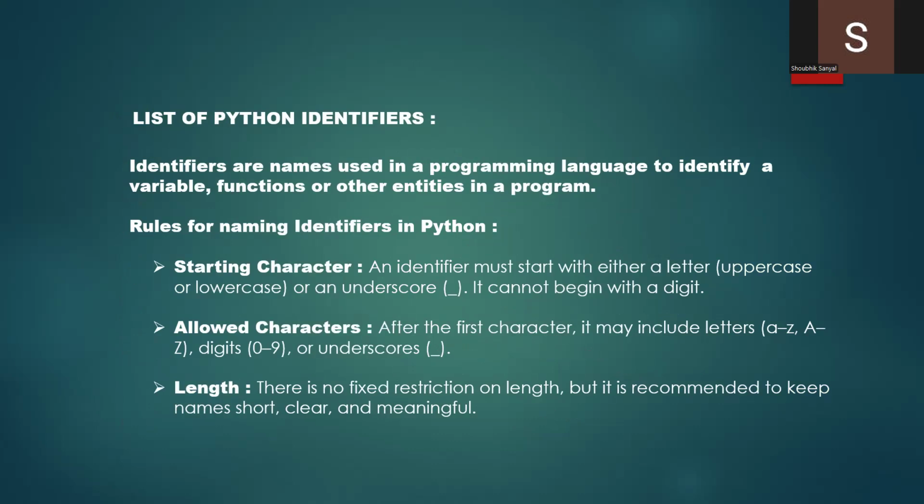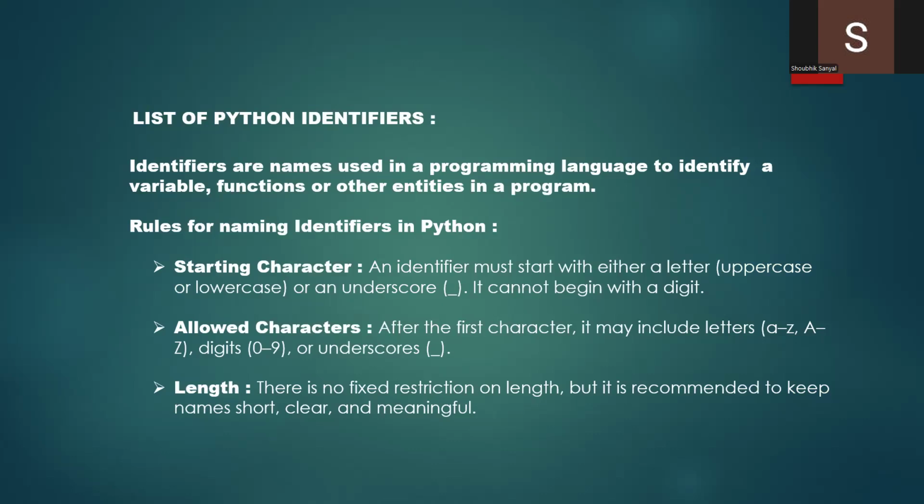Now we are going to study the list of Python identifiers. Now, Python has identifiers. What are identifiers? Identifiers are names used in a programming language to identify a variable, function, or other entities in a program. From the name, you can very easily understand identifiers. That means it is identifying something. What does it identify? A variable, function, or other entities in a program.